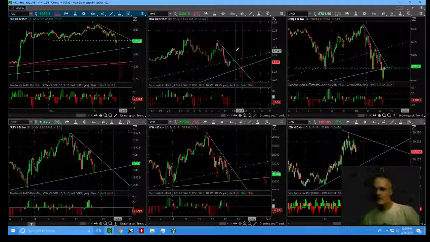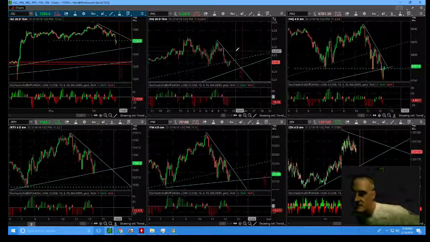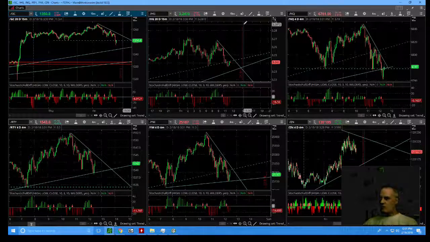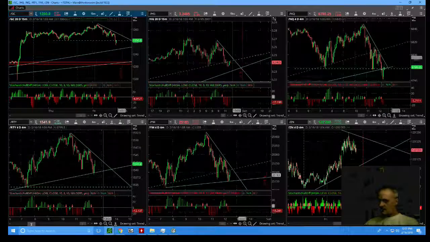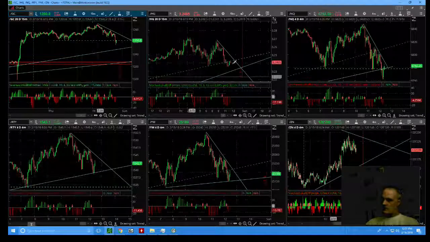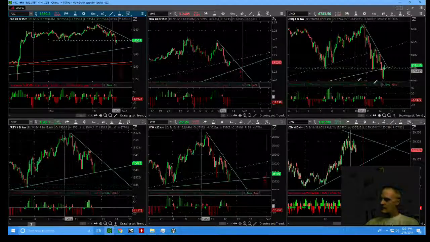So now that we've gone through that exercise, we now have this, a very quick visual reference point. Ideally, you'd draw these before the market opens, and just kind of update them for the day.